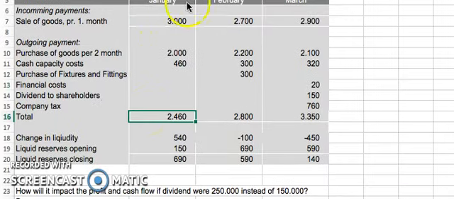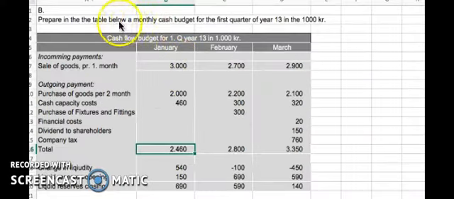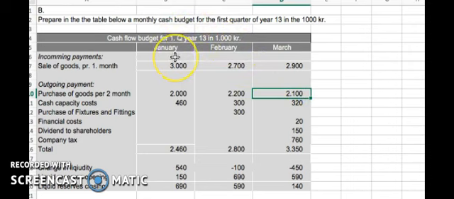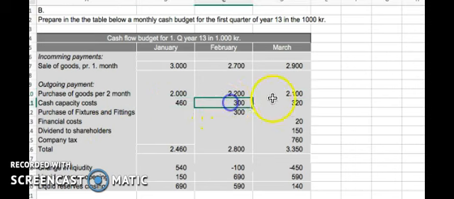So the next part: prepare in the table below a monthly cash budget for the first quarter of the year in 13, in thousands. Sale of goods, as we also took there, and then you have to take purchase of goods for the second month: 2,000, 2,200, 2,100. All of it is taken from the profit and loss account budget in the previous slide. Then cash capacity cost also.